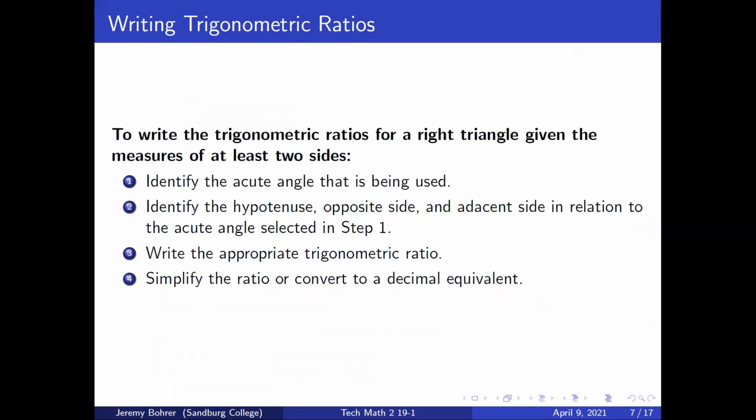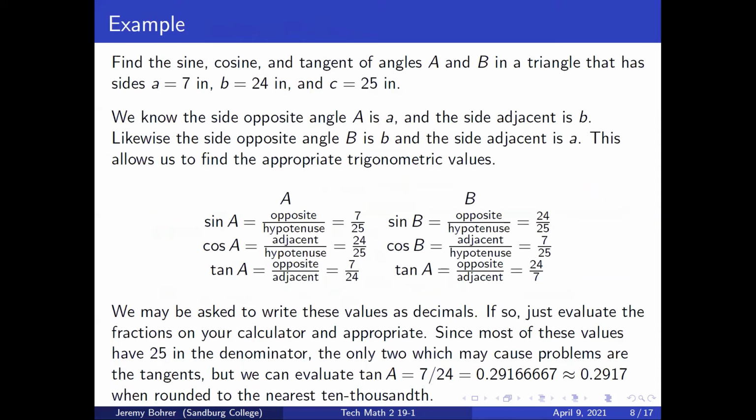To write the trigonometric ratios for a right triangle given the measure of at least two sides, first, identify the acute angle that is being used. Second, identify the hypotenuse, opposite side, and adjacent side in relation to the acute angle selected in step 1. Third, write the appropriate trigonometric ratio. And fourth, simplify the ratio or convert to a decimal equivalent.